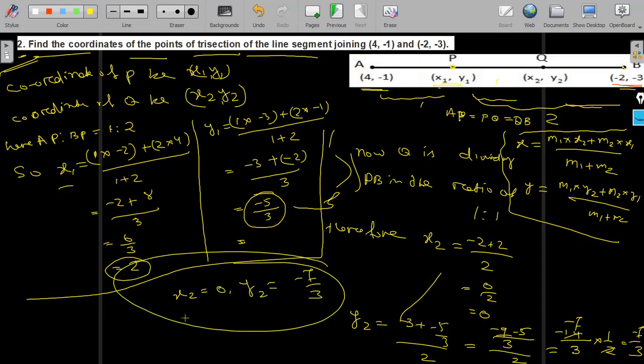This is your solution. Now we have got x1 and y1: x1 is 2, y1 is minus 5 by 3.